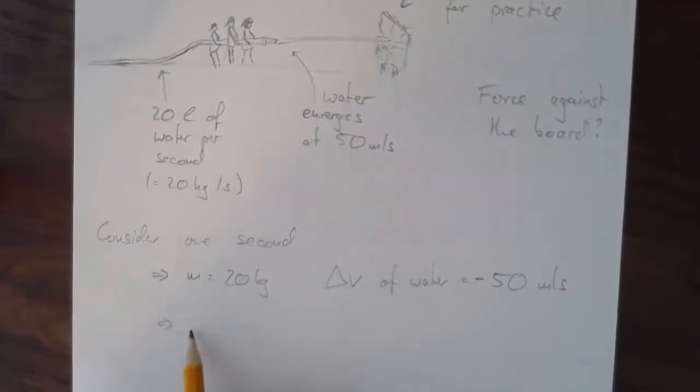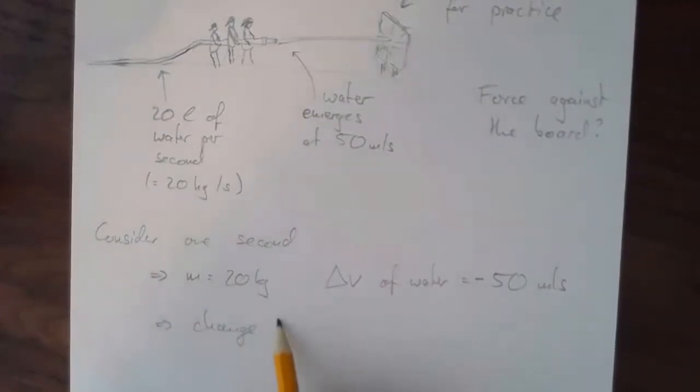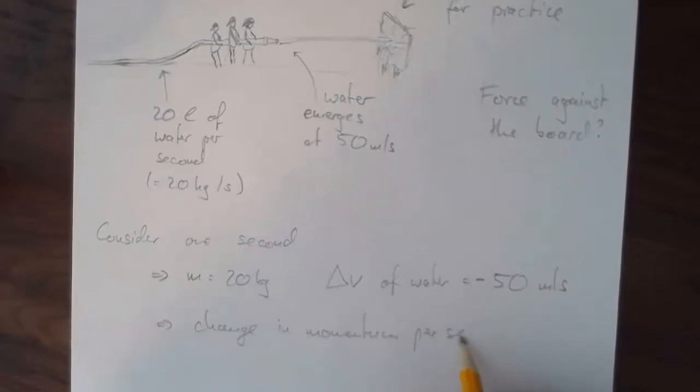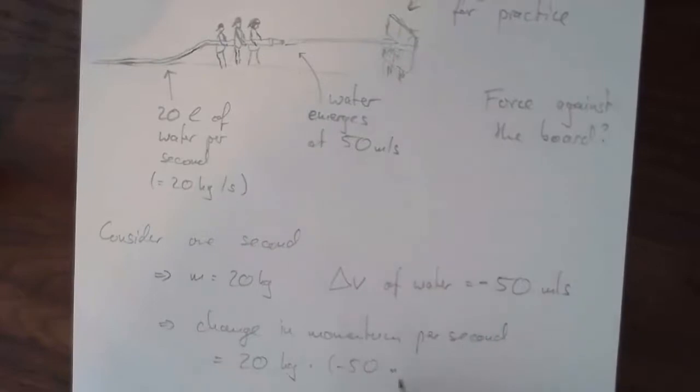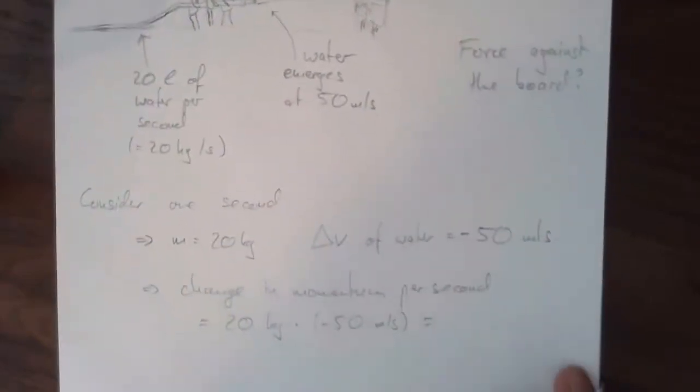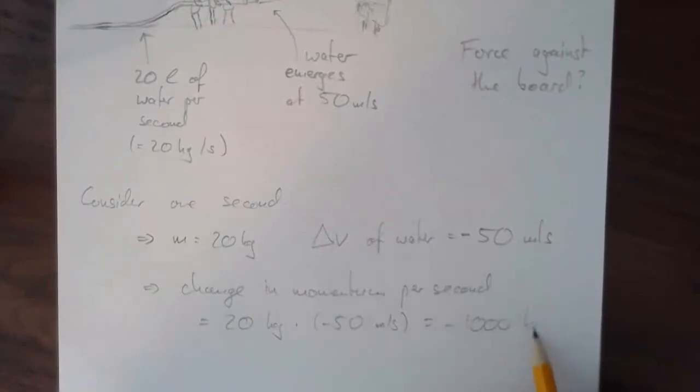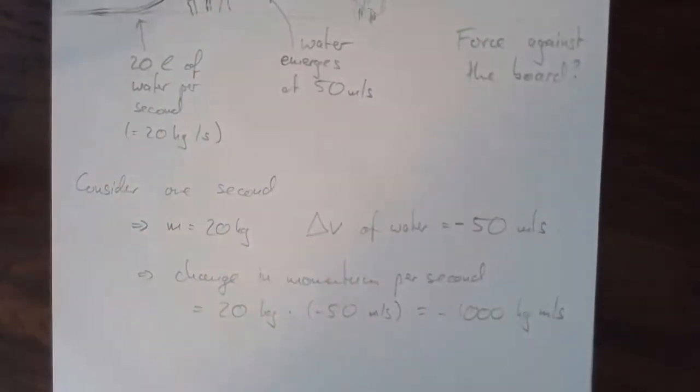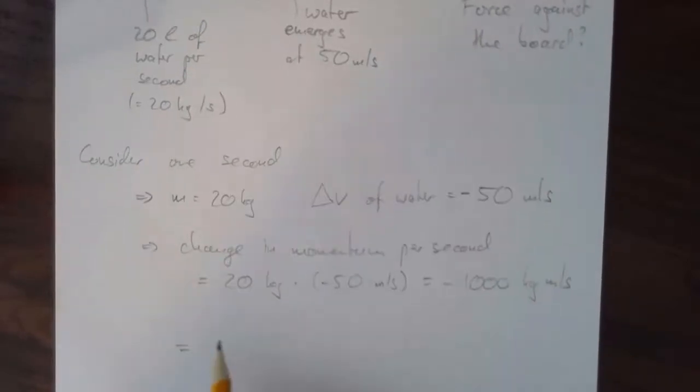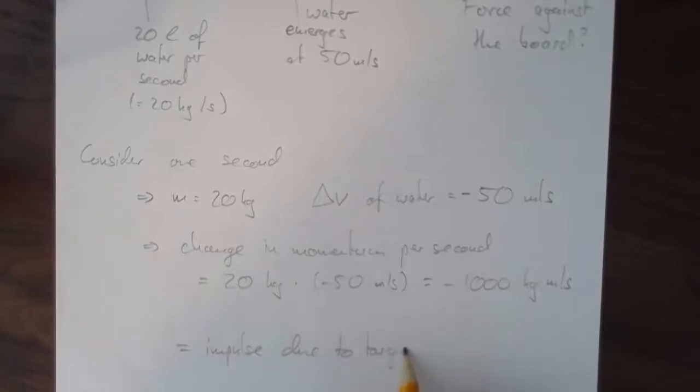So that means the change in momentum per second of the water is just going to be 20 kilograms times minus 50 meters per second, which comes to exactly minus 1000 kilogram meters per second. Okay, but that's a change in momentum. What's the force then? Well, that is equal to the impulse due to the board on the water, because the board stopped the water. We call it the target board.